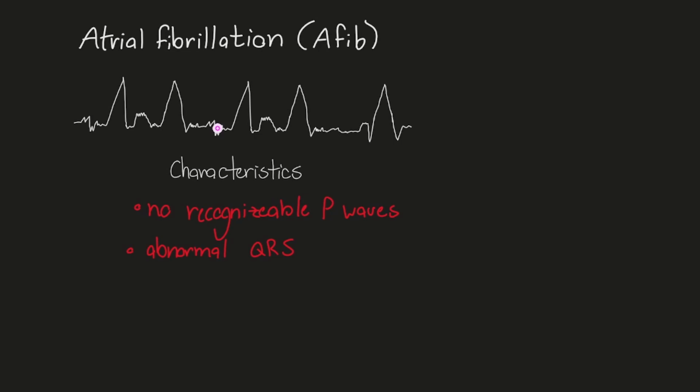and chaotic heartbeat. Now, just as an extra little tidbit of information, these squiggly lines or weird waves in between all these QRS complexes are called our F waves, which is just an extra thing to know. All these little squiggly waves between our QRS complexes are called our F waves.